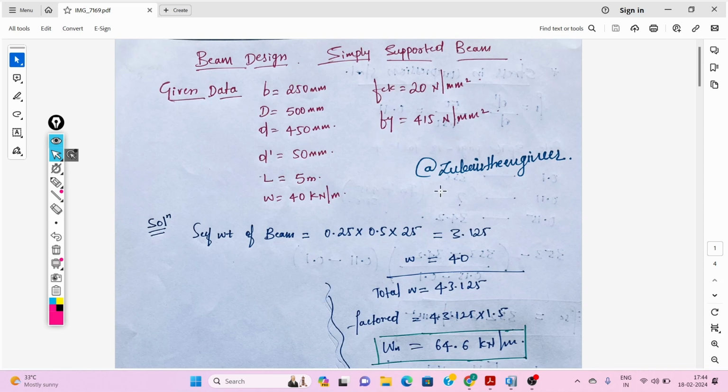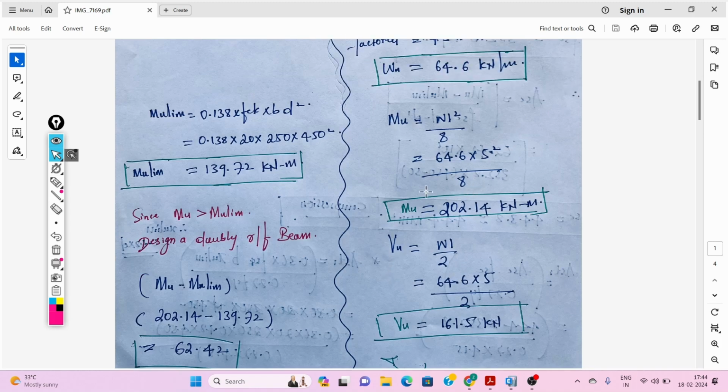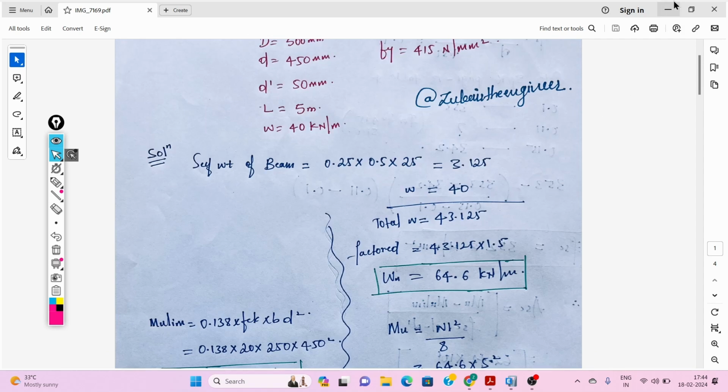So this beam we'll see in ETABS. Using the same values, the same data, we'll see the design of this beam in ETABS also. We can compare the results, okay, manual as well as ETABS results. Okay. So now I will open the ETABS software.